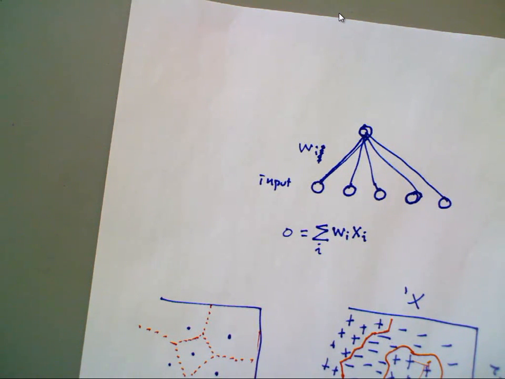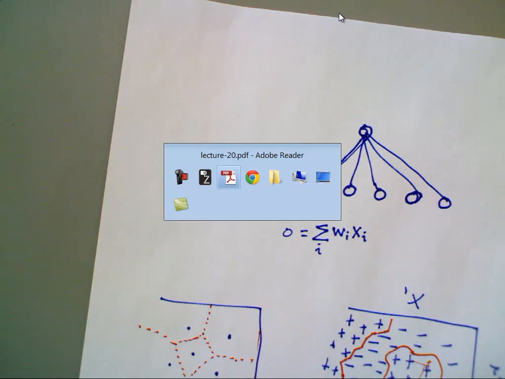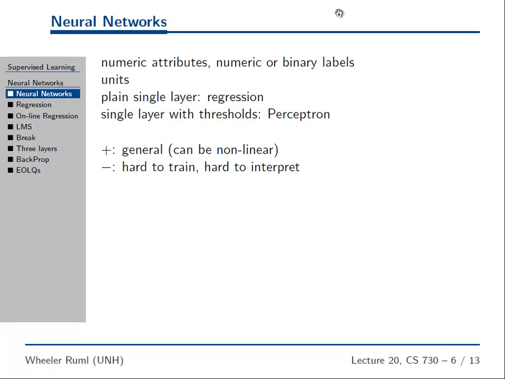Is this looking suspiciously familiar to anybody? This is just a linear equation, a weighted sum of x's. So all neural nets are just a fancy way of doing regression, and a basic neural net just does linear regression.